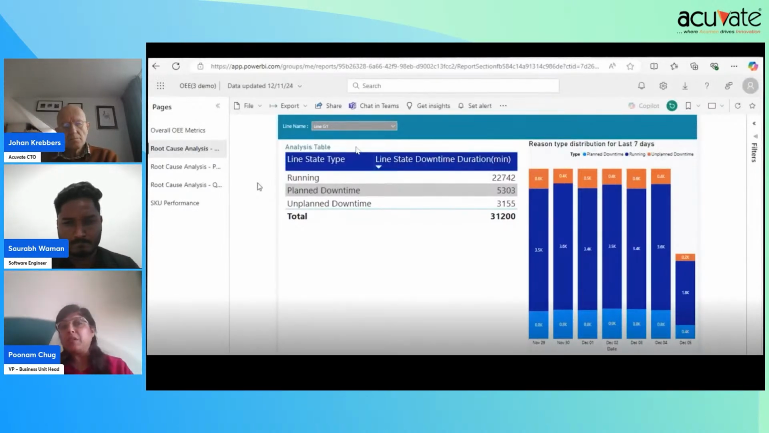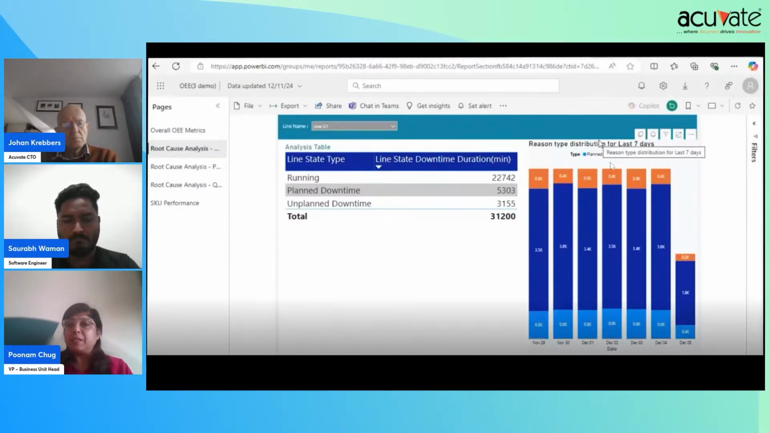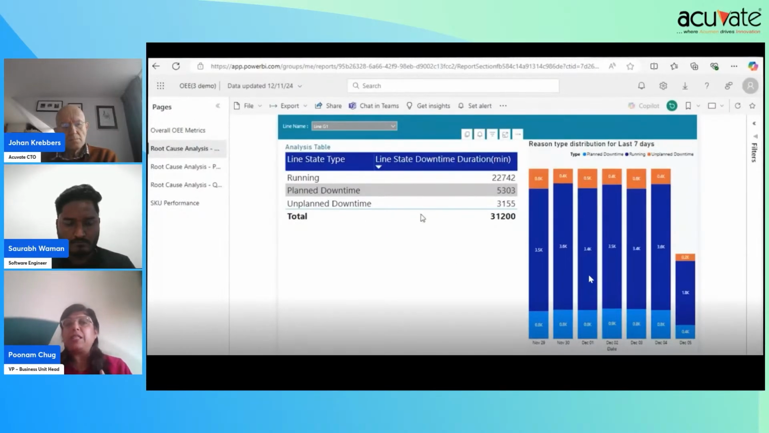Of course, if I want to compare it with any other line, I can navigate here. In addition to this, here on the right hand side in our report, for each day of the last week, we are showing what was the running time, planned downtime, and unplanned downtime for each of these lines.